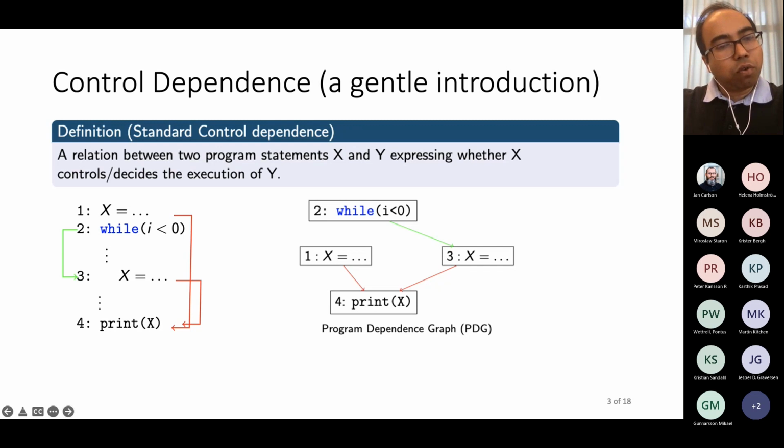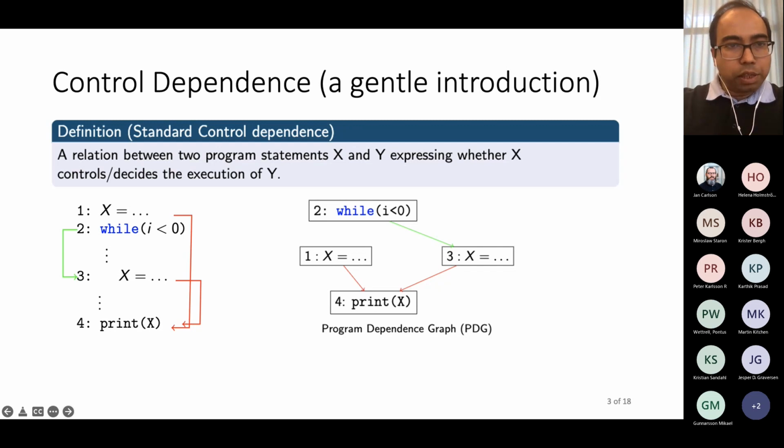So these control dependencies and data dependencies are encoded in a graph called the program dependency graph, in which each node represents a program instruction and the edges represent either data dependency or control dependency. And there are many uses of this program dependency graph, from program optimization, program debugging, bug detection, program parallelization, software testing, etc.